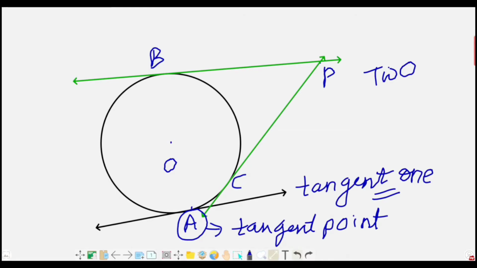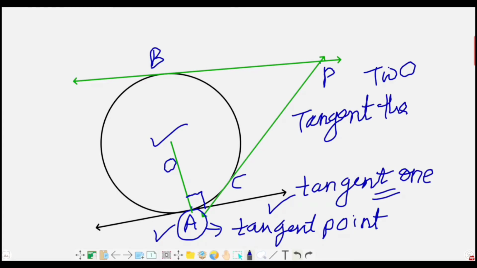Now, further see, students, if I join the center and the tangent point, what have you observed? This is perpendicular to the tangent. So the line joining the center and the tangent point is always perpendicular to the tangent. That is our tangent theorem. So you can always apply this whenever a tangent is there. How can you apply it? The line joining the center and the tangent point is always perpendicular to the tangent.